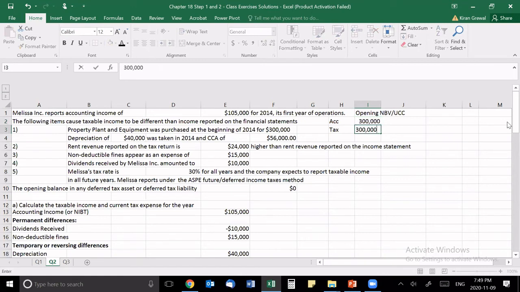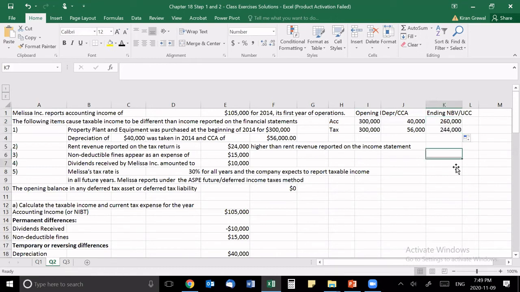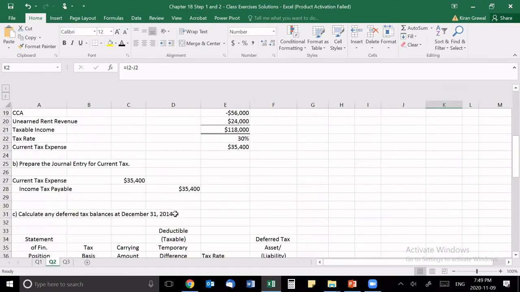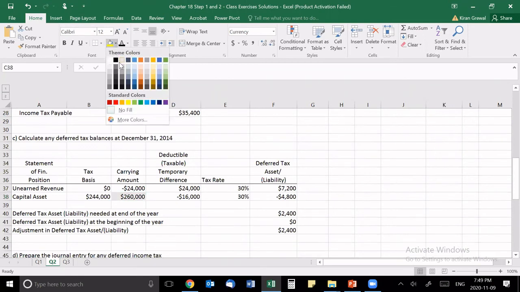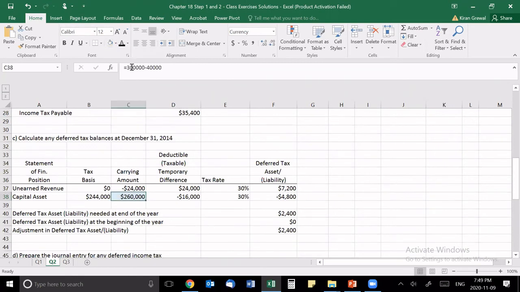300,000, and 300,000. And then our depreciation, or our CCA. So it says depreciation of 40,000 was taken, CCA of 56,000 was taken. And then we have our ending net book value, or UCC. So 300,000 minus the 40 and 300,000 minus the 56. Okay, so our ending net book value for accounting purposes is 260. So we can bring that down to our spreadsheet here. So that's 260.